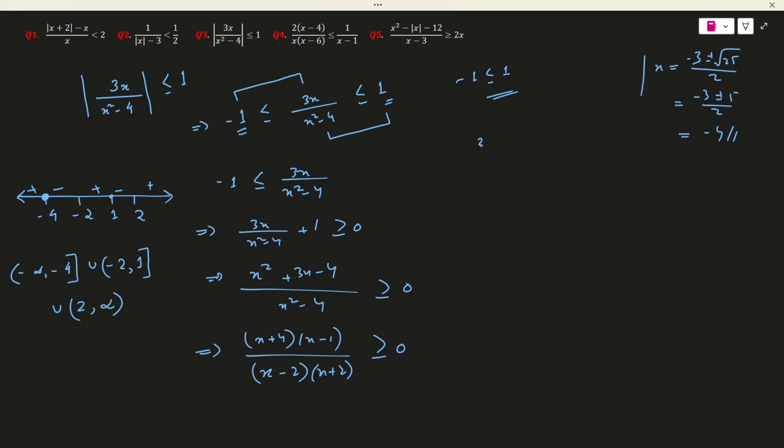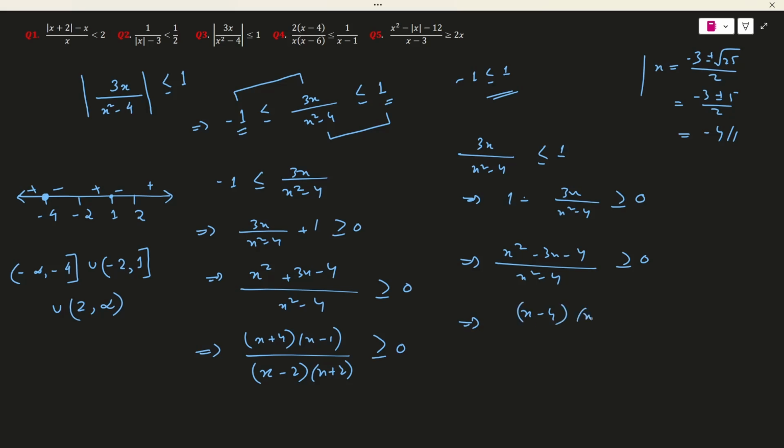Let's solve the second part. 3x by x square minus 4 is less than or equal to 1. So I can say 1 minus 3x by x square minus 4 is greater than or equal to 0, right? So x square minus 3x minus 4 over x square minus 4 is greater than or equal to 0. That is x minus 4, x plus 1, over x minus 2, x plus 2.